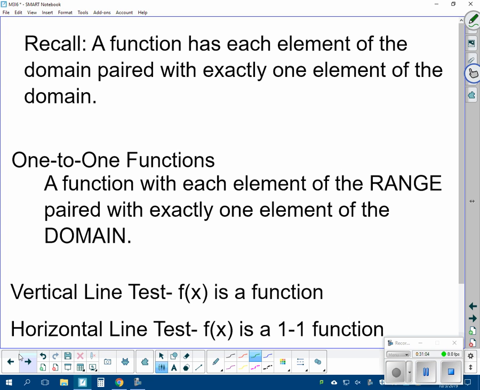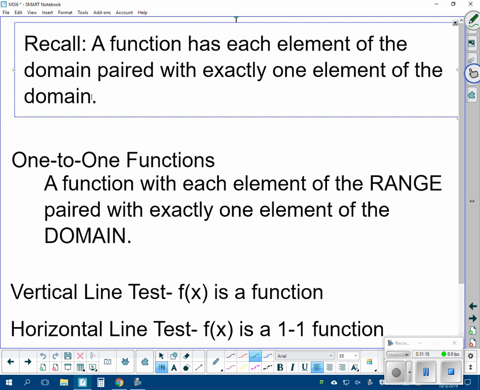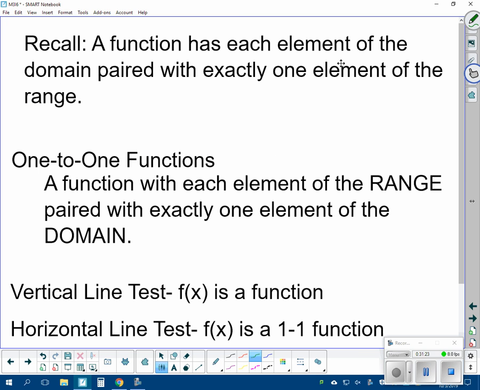Okay? So here is all of that written out. Remember, a function has each element of the domain paired with exactly one element of the, ooh, I used the wrong word there, range. Change that on your paper. I wrote domain twice. A function has each element of the domain paired with exactly one element of the range. Every x goes to exactly one y.